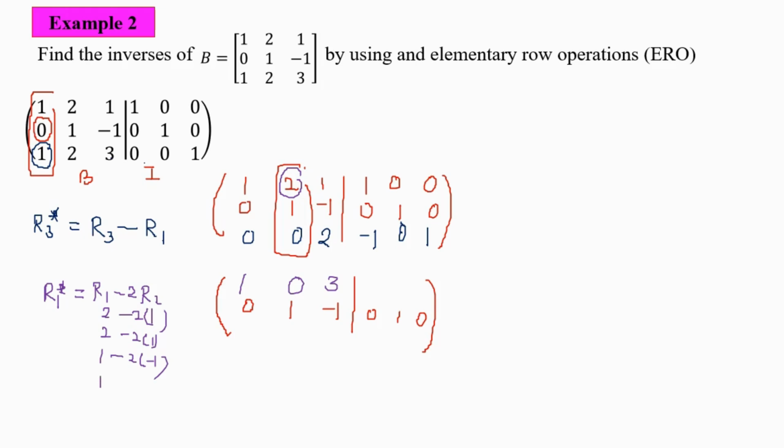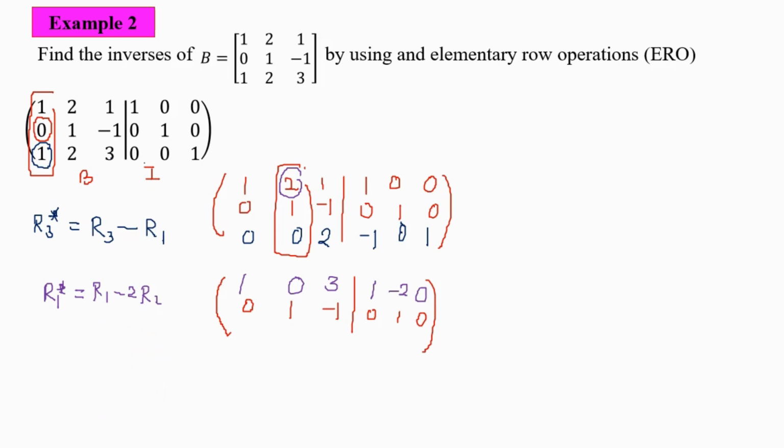Okay, 1 minus 0, so it's 1 here. And the next element, 0 minus 2 times 1. Okay, 2 times 1, so it's negative 2. And 0 with 0 is 0. Okay, so we have done the first row. So we just erase this.